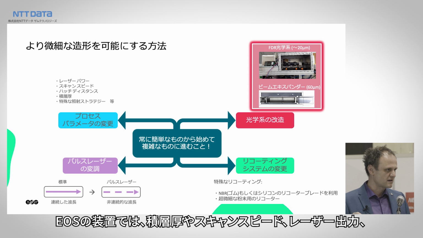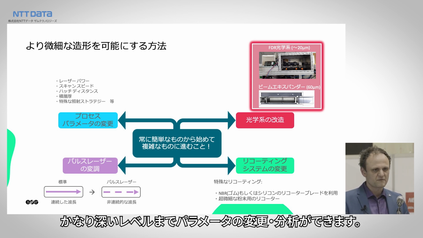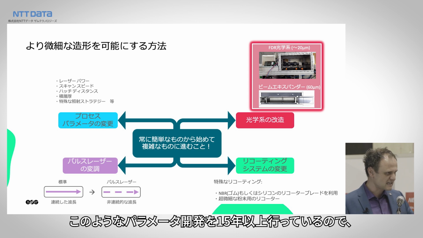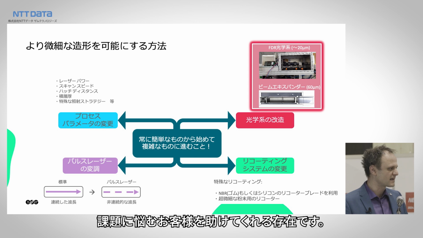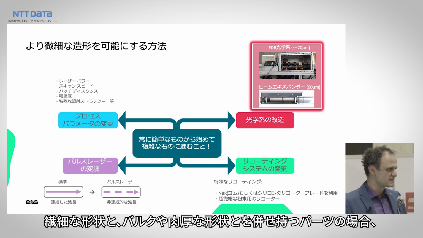The parameters that you can modify in EOS machines, they're completely open. So whether it's the layer thickness, the scan speed, the power, the hatching style, the pattern, whether you have a contour exposure only or hatching exposure, you can break it down to very deep levels. But experts such as in Hitoshi's team or Exam's team, they can help you optimize the exposure for a specific problem. Pulse laser modulation, as mentioned, has very good possibilities where needed.